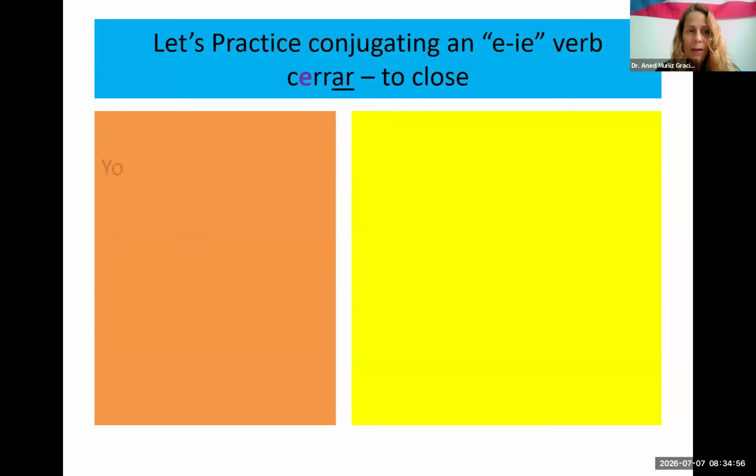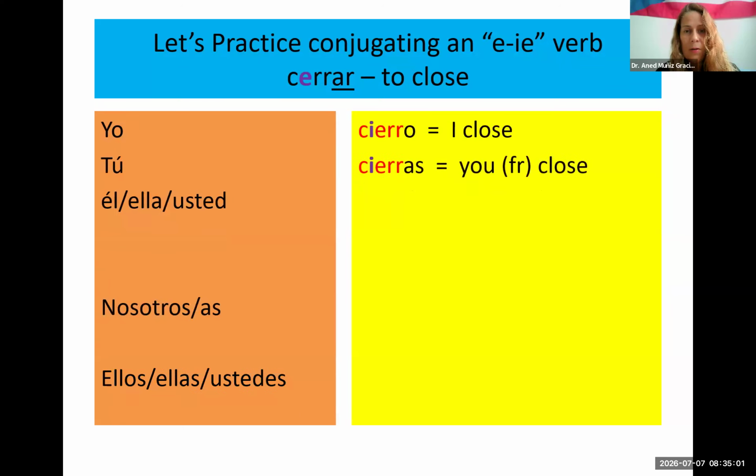So let's see. Cerrar. And you have all the subjects here. Yo cierro instead of cerro, which would mean a hill. Cerro is a hill. It's not a verb, right? It will be a different word in Spanish. So if you run it through a spell check, if it doesn't consider context, it may say, oh, well, it is a word, but you might be saying something totally different.